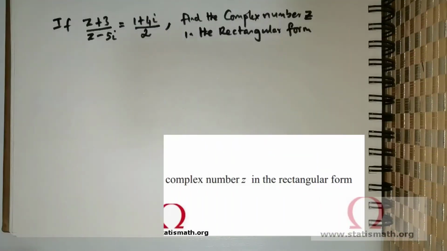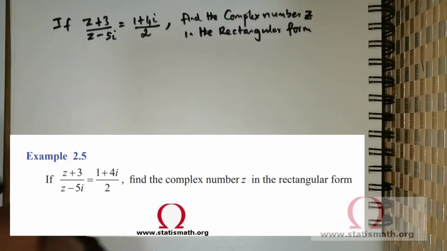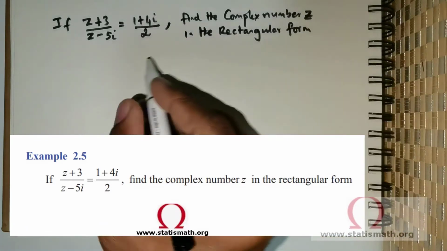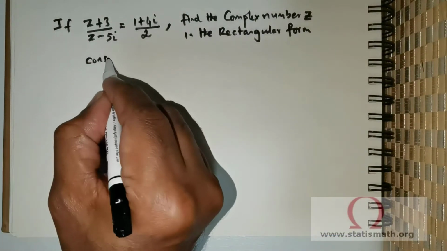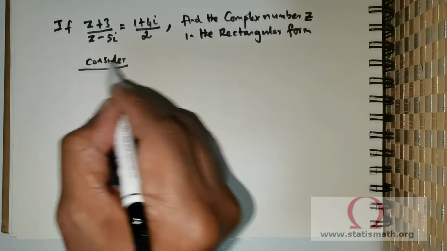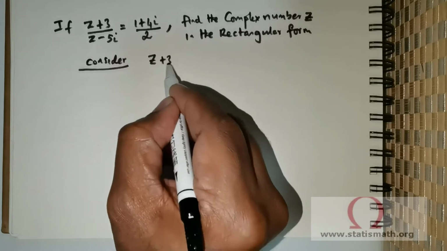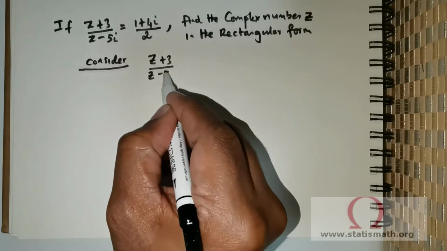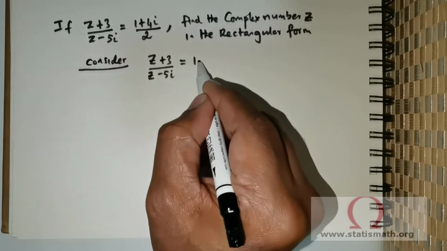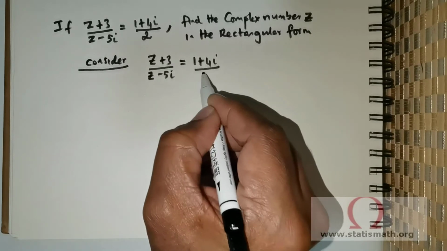Students, we are given this question: (z + 3)/(z - 5i) = (1 + 4i)/2. We are expected to find the complex number. So as usual, let us consider (z + 3)/(z - 5i) = (1 + 4i)/2.